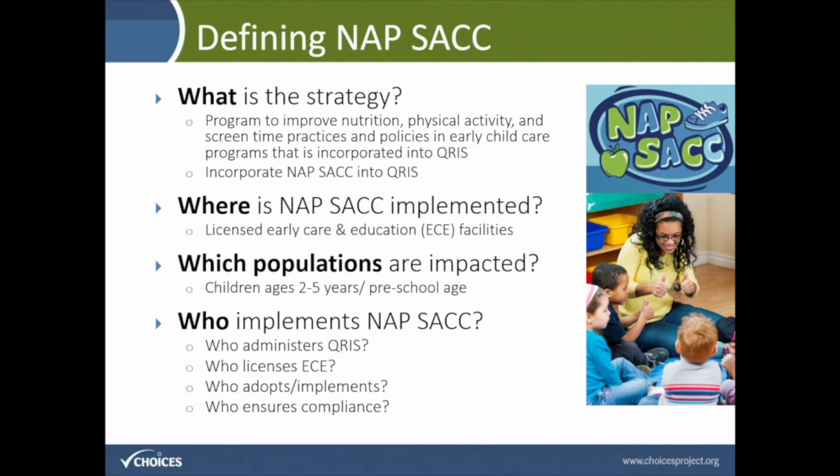Most strategies are administered, coordinated, adopted, and implemented on multiple levels. So for this strategy, we need to think about who administers the QRIS, Quality Reporting System, who licenses ECE programs, then who will adopt or implement the NAP SACC program, and lastly, who ensures compliance. Once the NAP SACC program is integrated, we need to think about who will attend or receive the professional development and who will agree to adopt and implement the physical activity and nutrition standards provided during the professional development trainings.